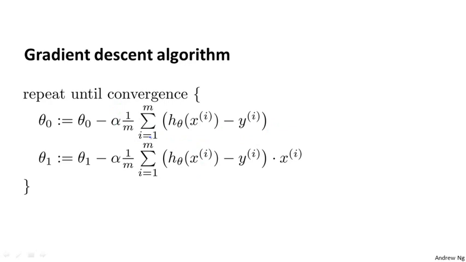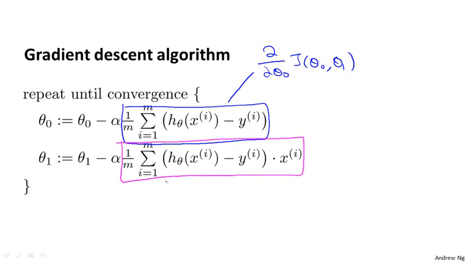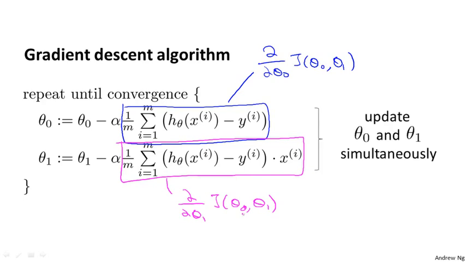So here's our linear regression algorithm. This first term here is of course just the partial derivative with respect to theta 0 that we worked out on the previous slide. And this second term here is just the partial derivative with respect to theta 1 that we worked out on the previous slide. And just as a quick reminder, when implementing gradient descent, there's actually this detail that you should be implementing it so that you update theta 0 and theta 1 simultaneously.